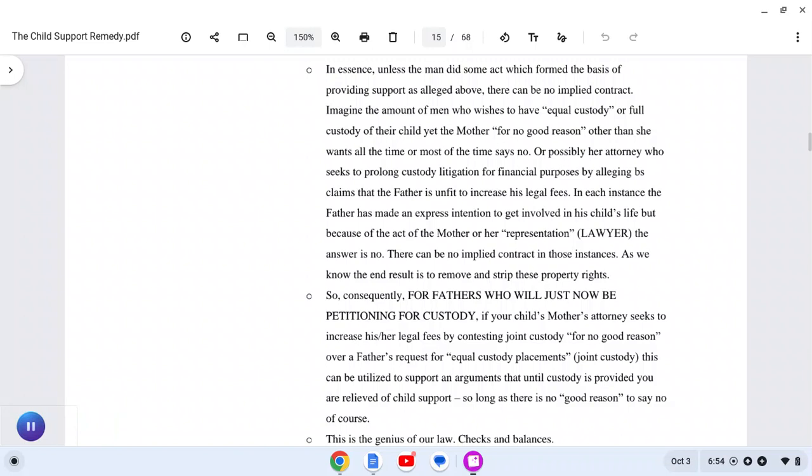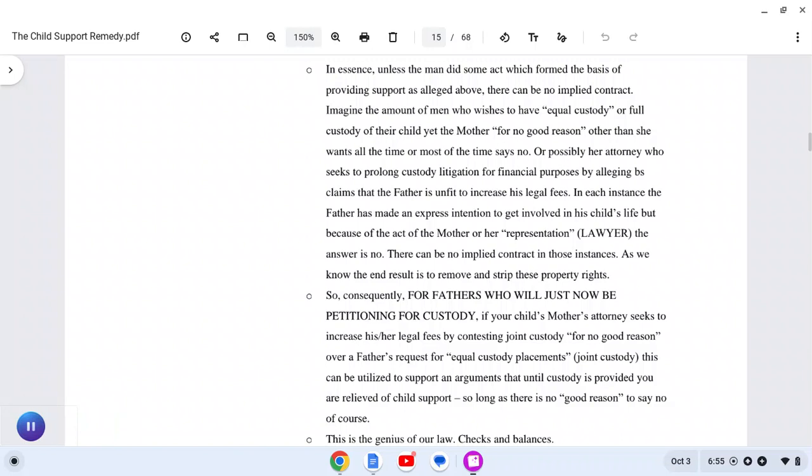In essence, unless the man did some act which formed the basis of providing support as alleged above, there can be no implied contract. Imagine the amount of men who wish to have equal custody or full custody of their children, yet the mother, for no good reason other than she wants all the time or most of the time, says no. Or possibly her attorney, who seeks to prolong custody litigation for financial purposes by alleging BS claims that the father is unfit to increase his legal fees.